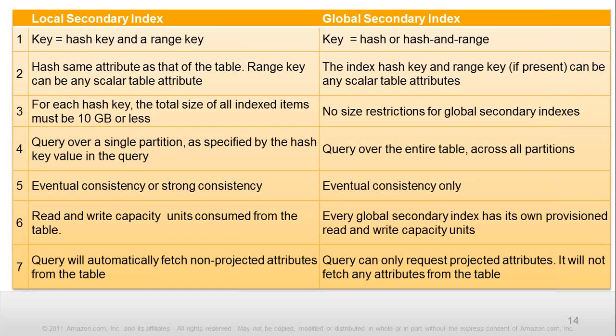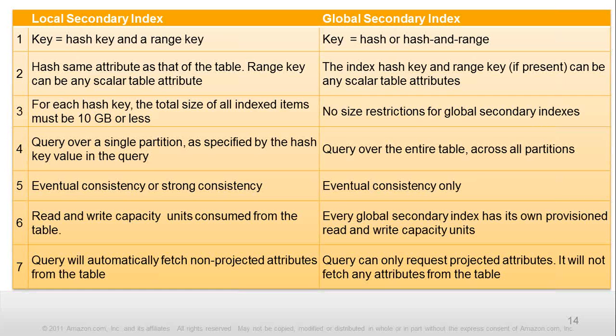One of the limitations potentially of a local secondary index is that the size of both the data and the indexes that you have for a specific hash key must be 10 gigabytes or less. There is no such restriction in the global secondary index. And number 4, the query over a single partition as specified with a hash key value in the query. In the case of a local secondary index, the query is always specific to a specific partition, because when you query you're required to provide the hash key.